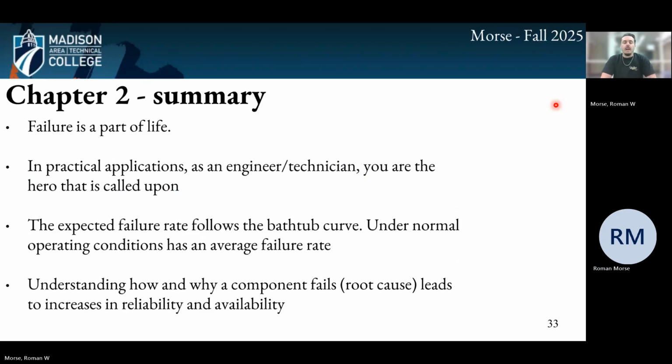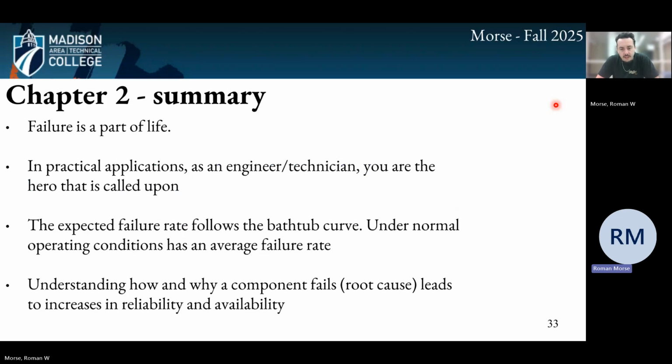All right, so chapter two summary. First, failure is part of life. We're going to fail. Things are going to fail. Components are going to fail. But it's our job as engineers and technicians to find the root cause, troubleshoot, and fix the problem. So you are the hero who is going to be called upon in these types of situations.